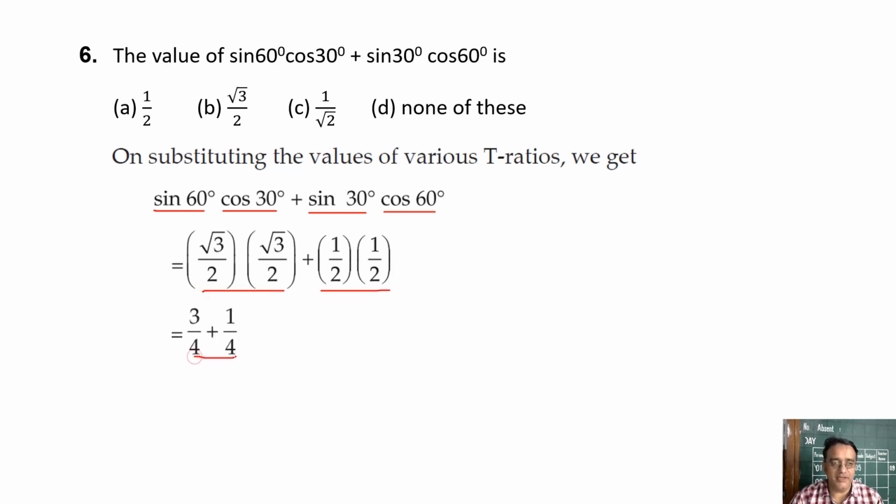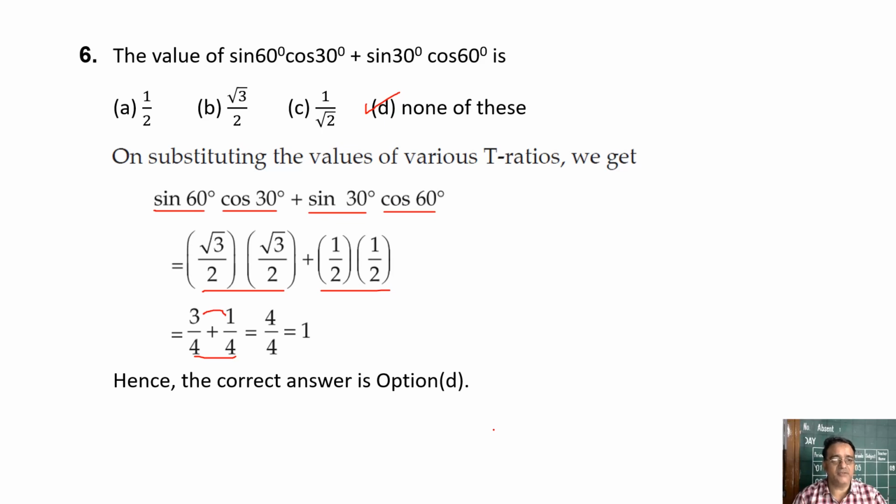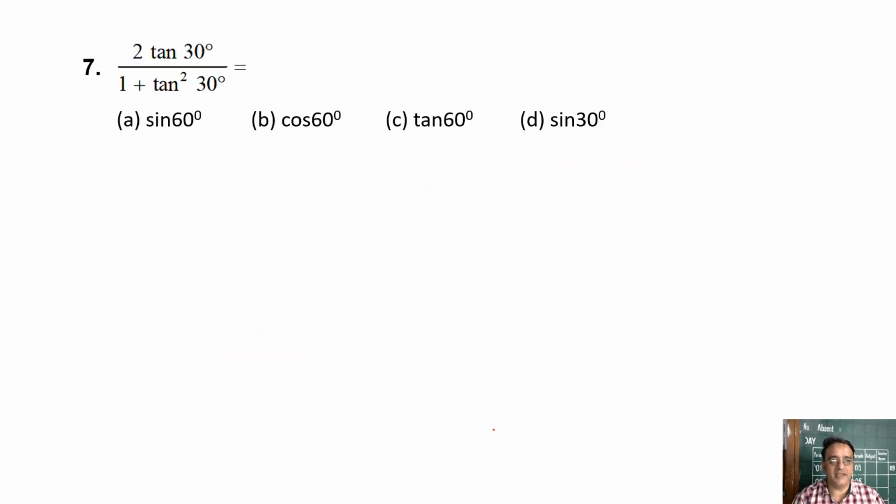See, both the denominators are same, so we will add the numerators. That is 3 plus 1 by 4, that is 4 by 4. Final answer is 1. So correct option? Option D, because 1 is not here. So this is the sixth question. Now we are moving toward question number 7.